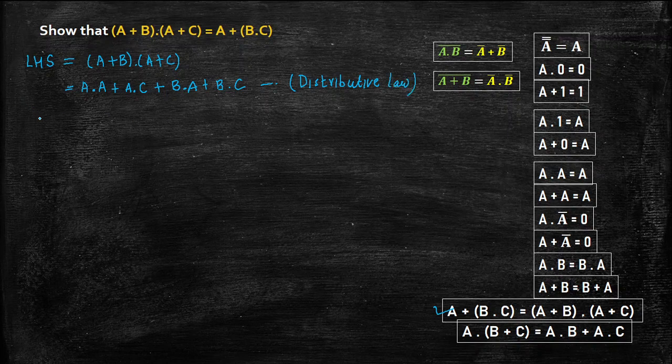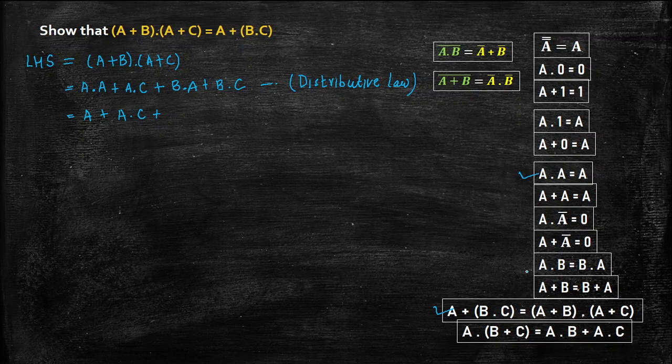Right? So distributive law is used here. Now A dot A, what will be A dot A? Let us see. Yes, A dot A is A only, right? Plus here A dot C plus B dot A also can be written down as A dot B also, right? A dot B, B dot A, same.